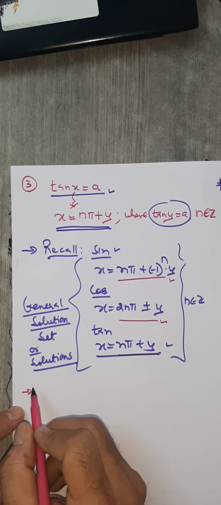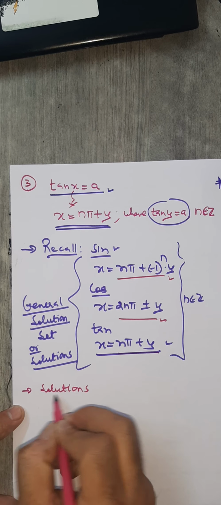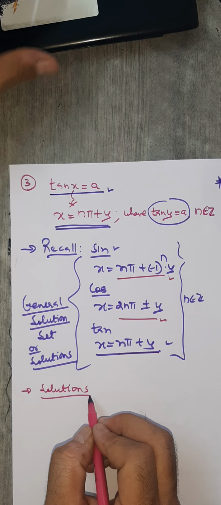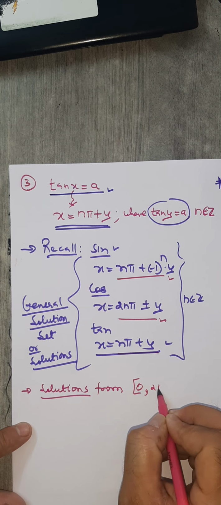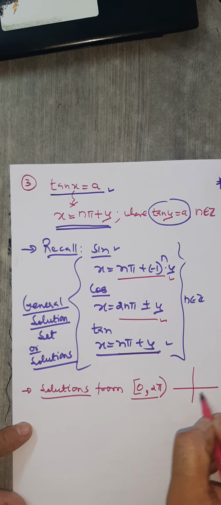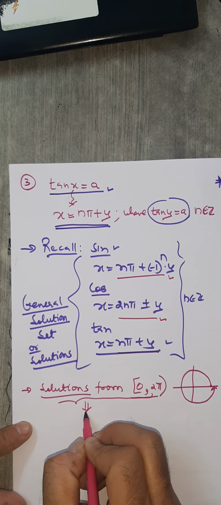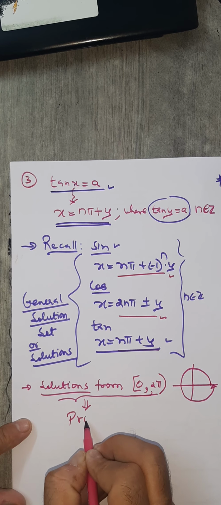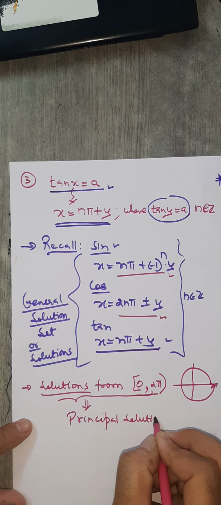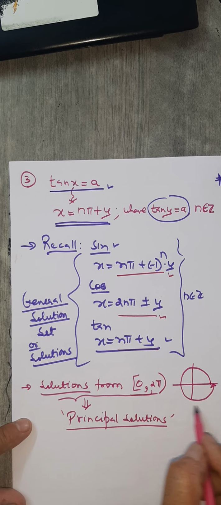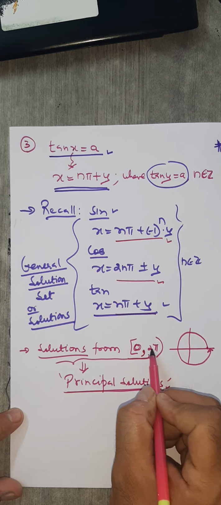But sometimes we have solutions of trigonometric functions from 0 to pi, or from 0 to 2 pi open. That is the first rotation. Start from here and complete one rotation. These are solutions from 0 to 2 pi. That's called sometimes principal solutions. The other solutions come by repeating things. Principal solutions mean solutions from 0 to 2 pi.